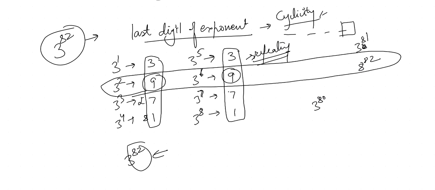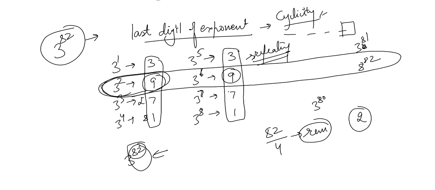Got it, everyone? For all numbers, will it repeat in a cycle of 4 only? We'll come to that point also. Let's deal with 3 first. So the point here is to divide the power 82 by 4 and see what is the remainder. The remainder is 2 in this case. We just have to check for 3 raised to power 2. The reason is because we are talking about groups of 4.